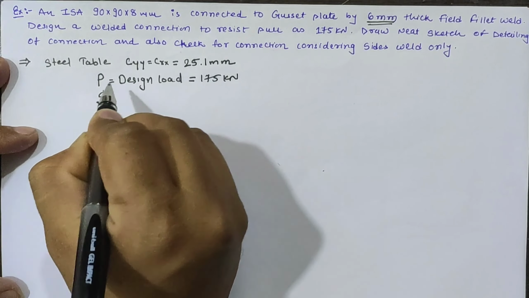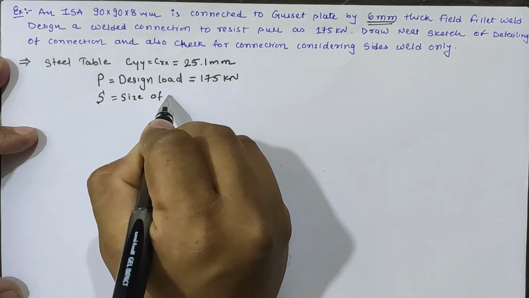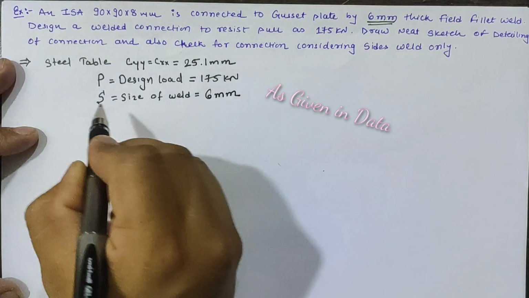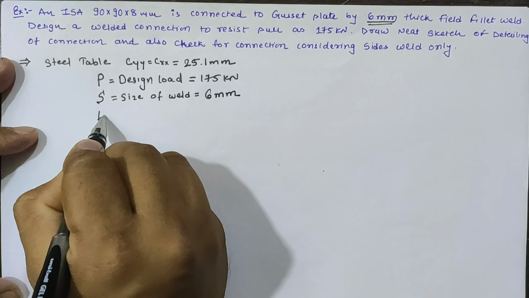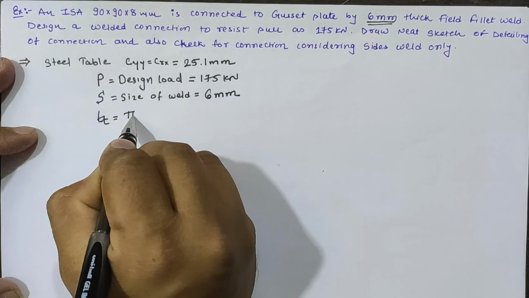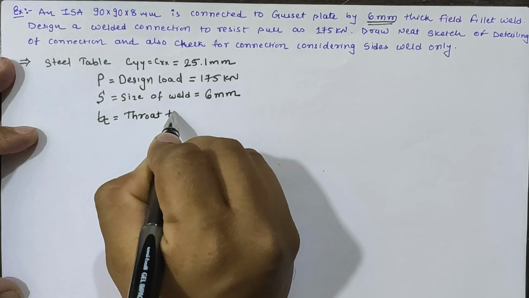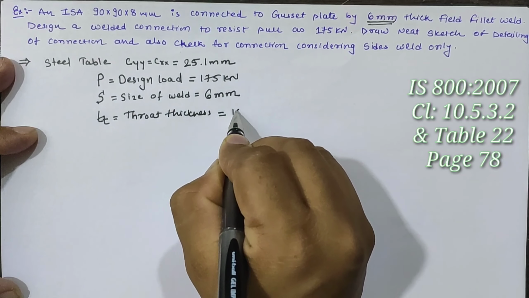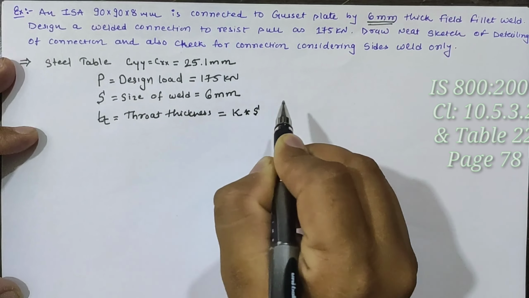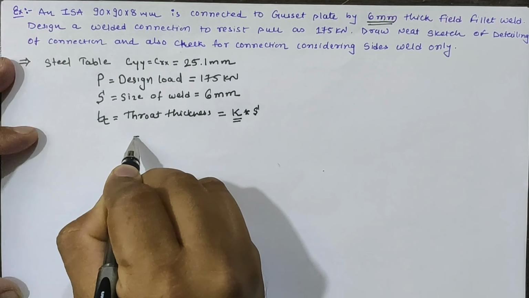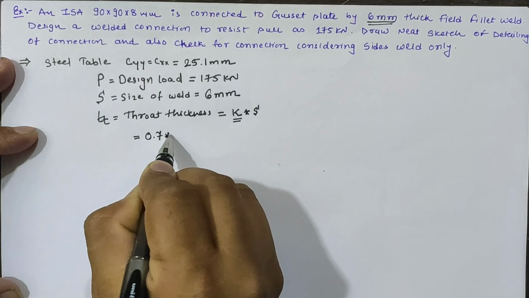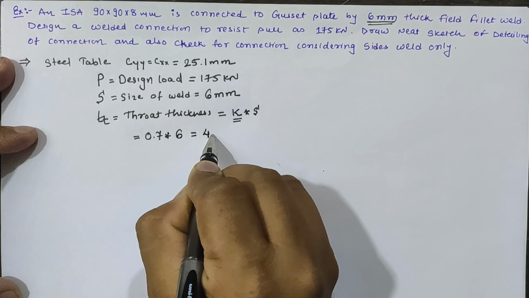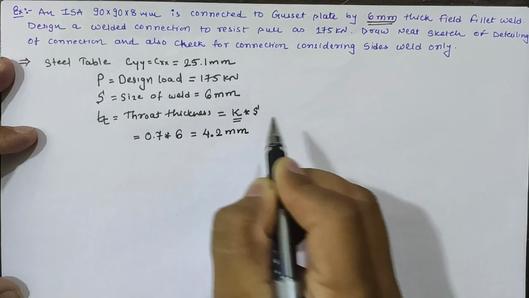So the size of weld is equal to 6 mm. From the size of weld we can find out the throat thickness value, which is equal to constant K into size of weld, and the constant K value is 0.7 and the size of weld is given as 6 mm. So throat thickness is 4.2 mm.